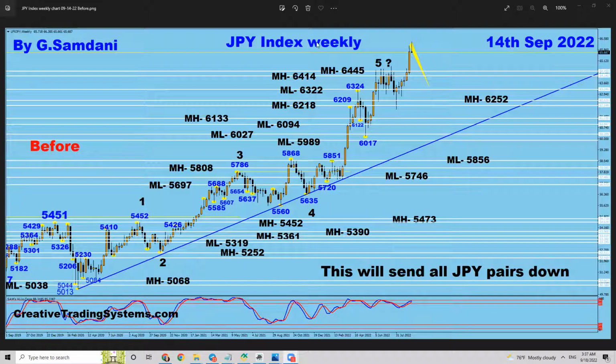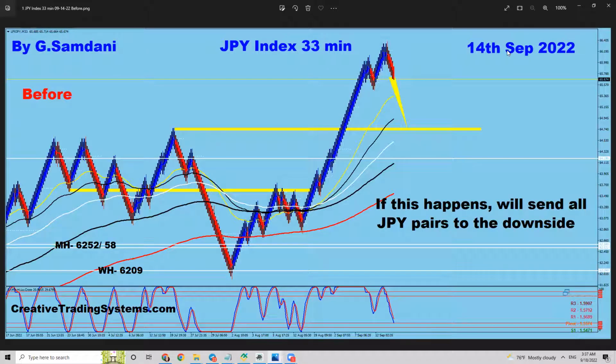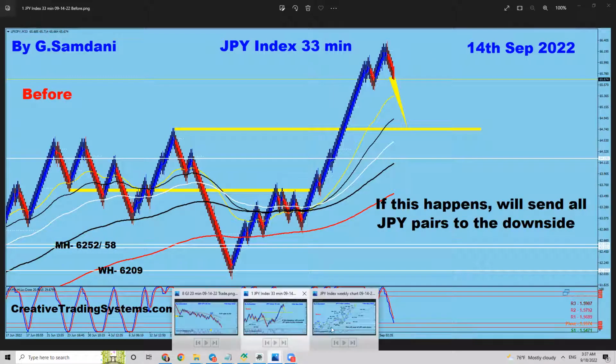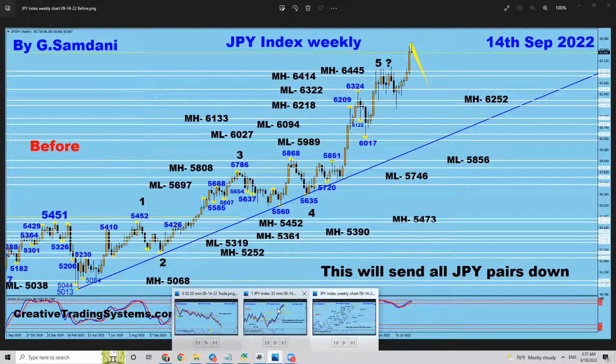On the 14th, I made this weekly chart of the yen index. It is up there, posting a hanging man candlestick formation, with a wick on the top and a small body, which is a kind of reversal candle. So I said we're probably going to drop from there, right? At the same time, I made our smaller time frame chart on the 14th. On the bigger chart, you can see I wrote down that this will send all yen pairs down. I was expecting all yen pairs to go to the downside, and I'll be looking for shorts.